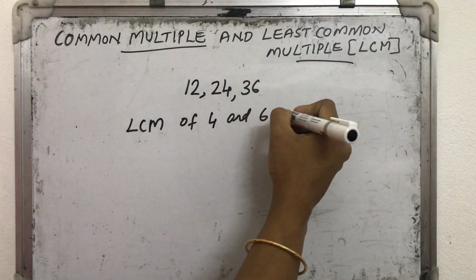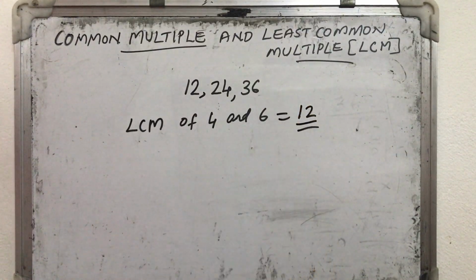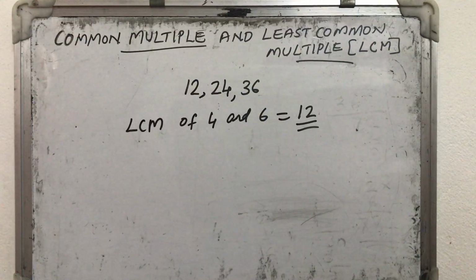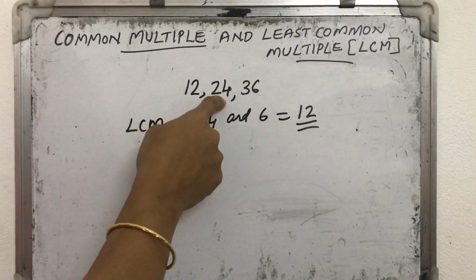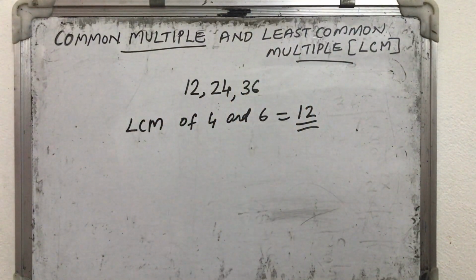So that is the least common multiple, we got 12. That is the least common multiple or LCM. So this is a method of finding the LCM of two or more numbers. We list some multiples of the two numbers, and we can find the lowest common multiple from that, which will be the LCM of those numbers.